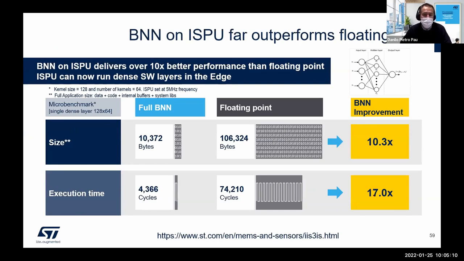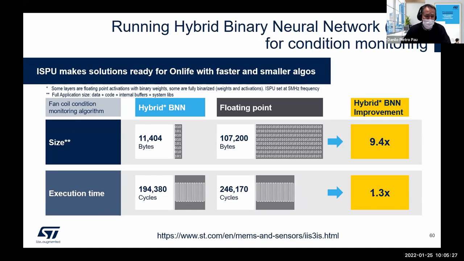If a network is fully binarized, in the case the sensor is, for example, an event-driven sensor, the improvement versus a floating point neural network is 10 to 20 times in terms of size and execution time. If we mix and match floating point and binary operations, then the gain is lower, but still significant.